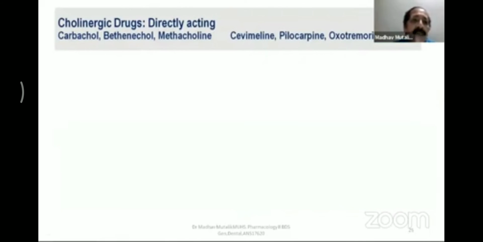You can have drugs which directly go and act on the cholinergic receptor. These are called directly acting cholinergic drugs: carbachol, bethanechol, methacholine. But fortunately or unfortunately, they are not commonly used now. They are toxic. Whereas there are cevimeline, pilocarpine, and oxotremorine. If you remember, I mentioned these drugs for treatment of xerostomia. Yes, because they increase secretions. They are like acetylcholine, so they will increase the secretions.